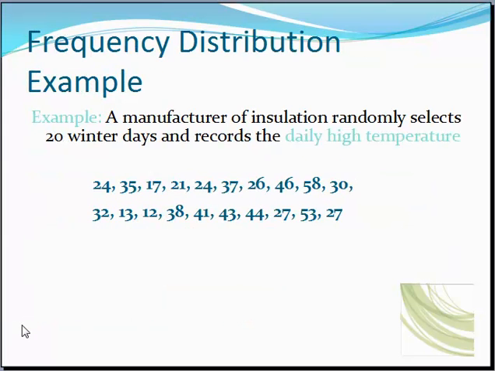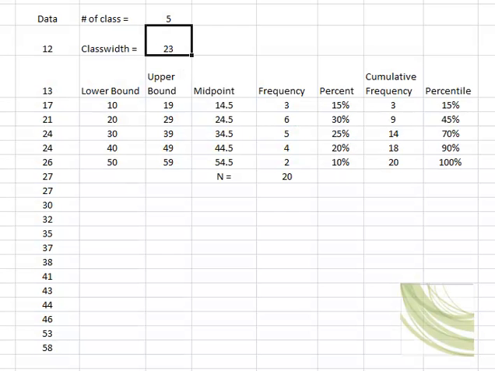Now suppose we have an example that manufacturers of insulations randomly select 20 winter days and record the daily high temperature. So here is the data. Now, as what we learned before, we convert those data into numerical data and put it on Excel. So now here is Excel. So we have the data 12, 13, 17, 21 up to 58. So we have 20 data here.